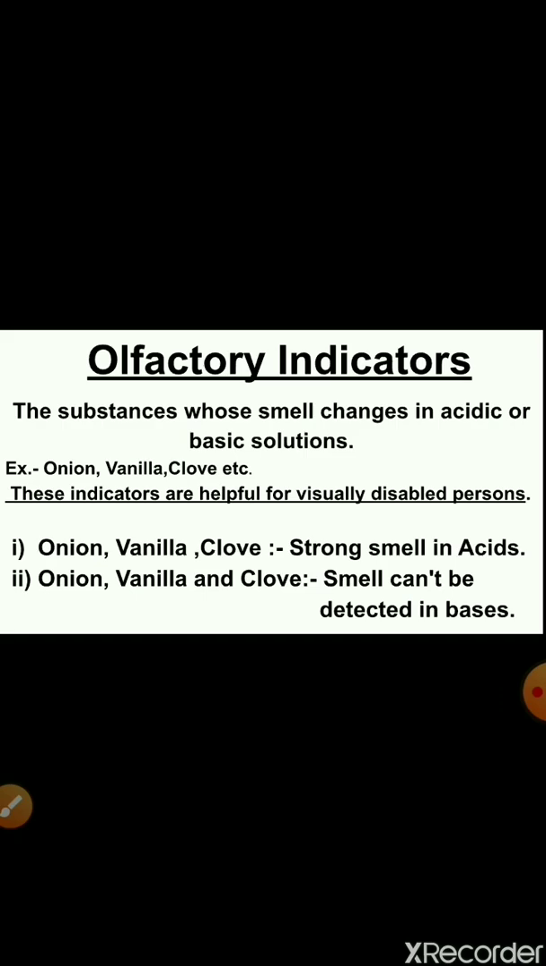These types of indicators are known as olfactory indicators. Olfactory indicators are related to smell. The substances whose smell changes in acidic or basic solutions are called olfactory indicators. Examples are onion, vanilla, clove, etc. In acids, onion, vanilla and clove have a strong smell, but in bases, we cannot detect their smell.